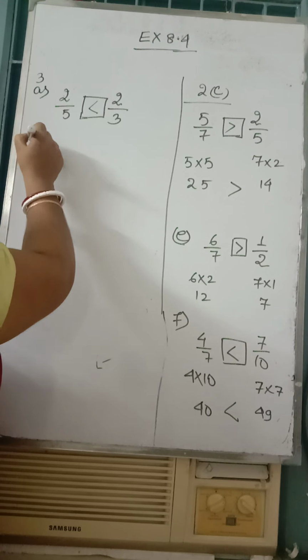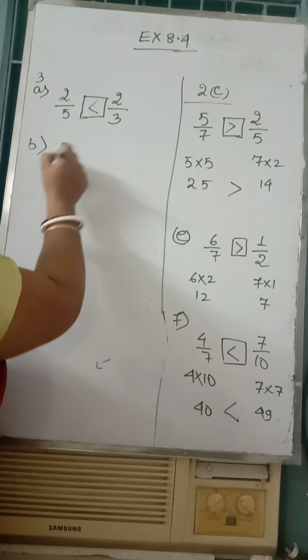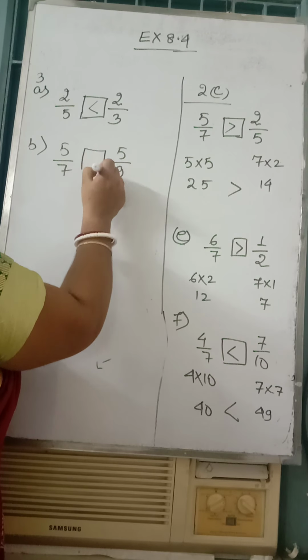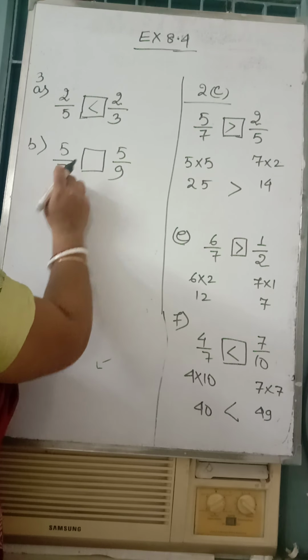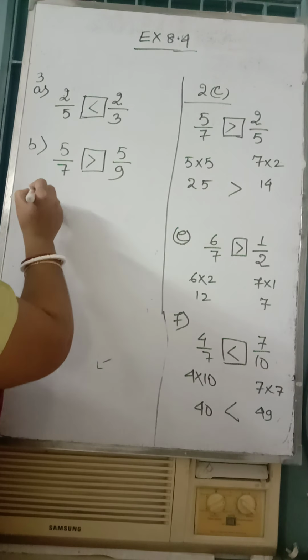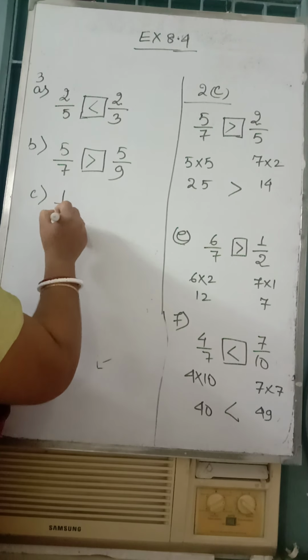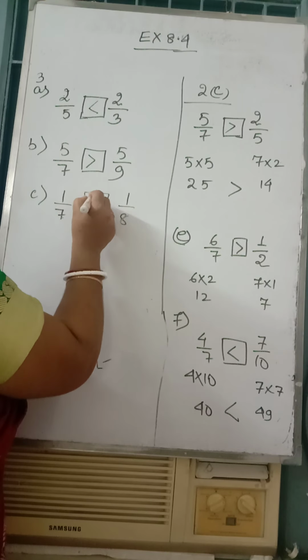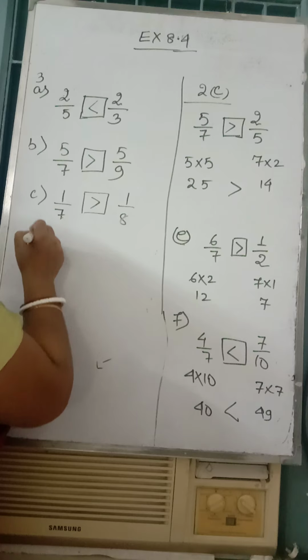Is it? Number B, 5 by 7, 5 by 9. You can see the same numerator, so look at the smaller denominator. What is less you have? 7 is less than 9, so 5 by 7 will be bigger. 1 by 7, 1 by 8. So which smaller denominator do you have? 7, so this would be bigger.